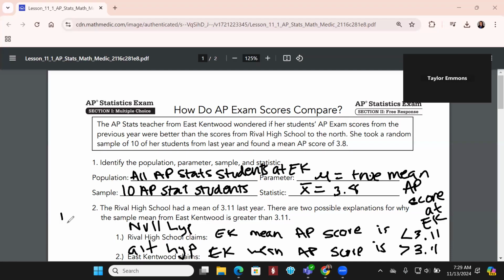Okay, so the H0 is mu equals 3.11. The alternative is that the mu is greater than 3.11. Remember, for your null, it's got to equal a certain number. So mu is going to equal 3.11. Okay? So if it's not greater than, then it fits the null.